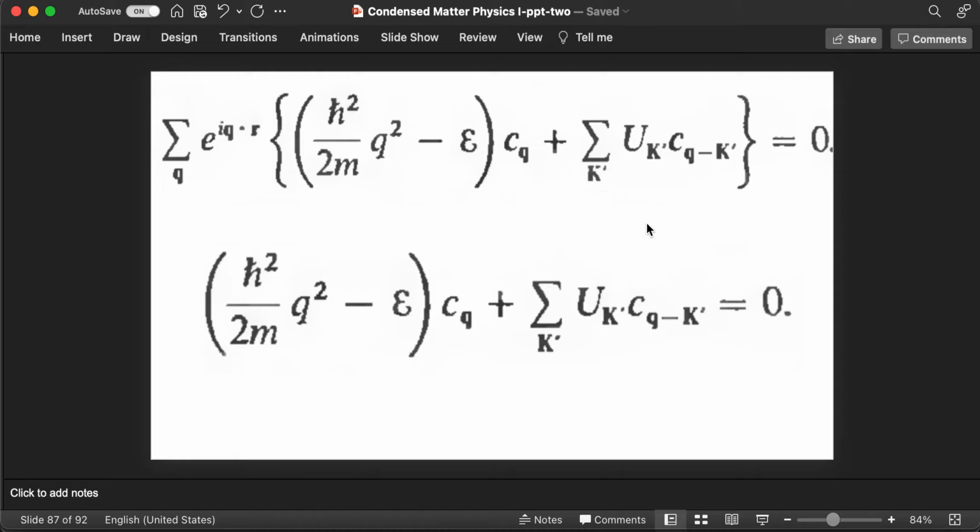Now again, because the plane waves are orthonormal, the only way this equation can hold true is when each of these coefficients in the curly brackets is 0. You can see that by multiplying both sides by e power minus i q dot r and applying the orthonormality, then only one term in the summation will be non-zero, and for that term this equation has to hold. Similarly, for every value of q, the coefficient will be 0. So you get a set of equations for all values of q where this condition has to hold.